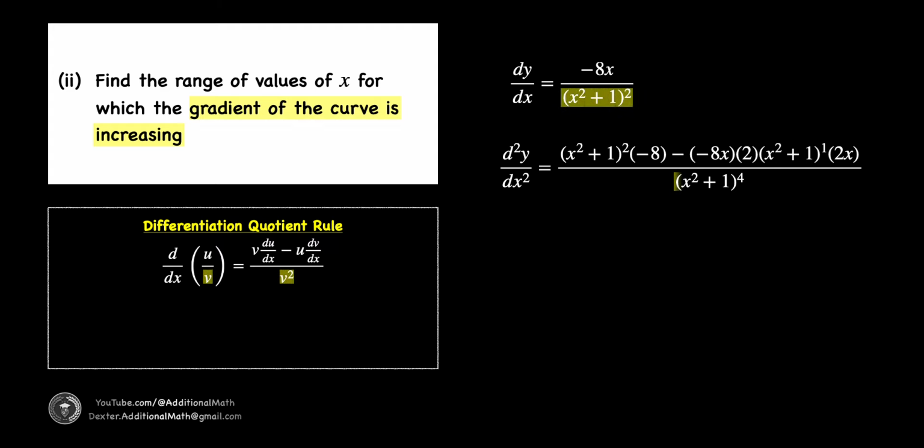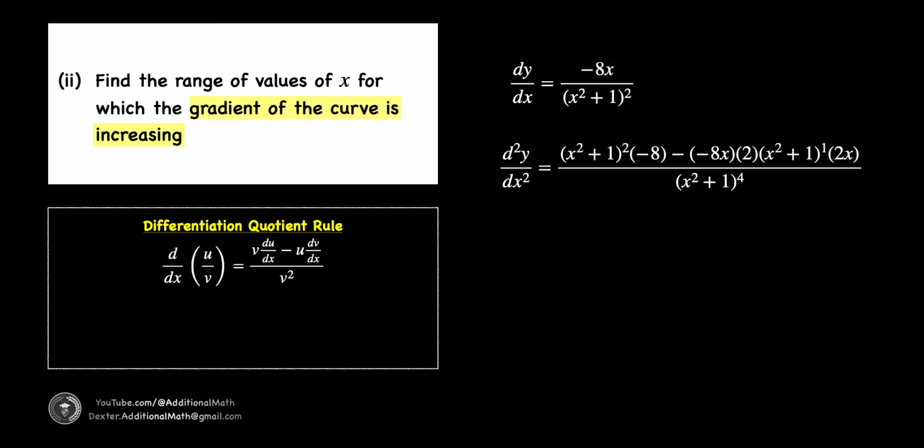Next, we will copy this denominator and multiply to the differentiation of our numerator. Differentiating negative 8x will give the result of negative 8. Then, we copy the numerator of negative 8x before multiplying to the differentiation of our denominator.